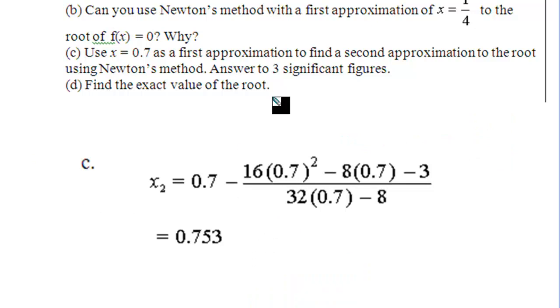So 0.7 would be a better approximation, because it gives us a value when we substitute it in. We take the function of 0.7 over the derivative at 0.7, which gives us 0.753. Not a bad first approximation. Our second one is pretty good. We can find the exact value of the root.